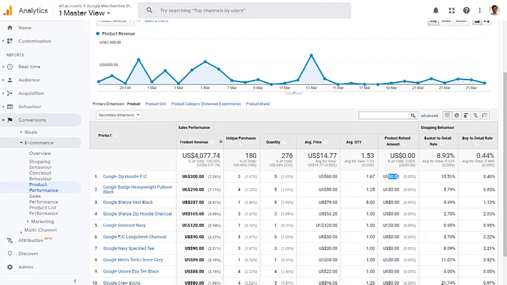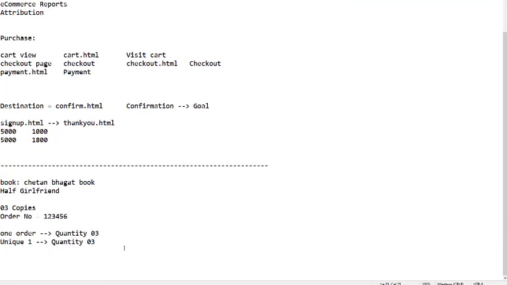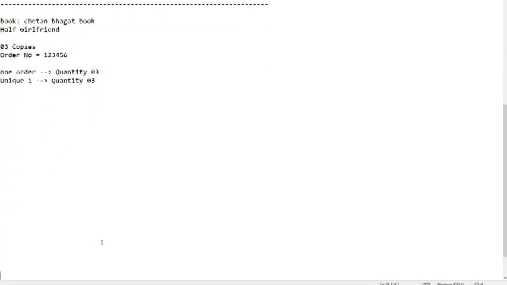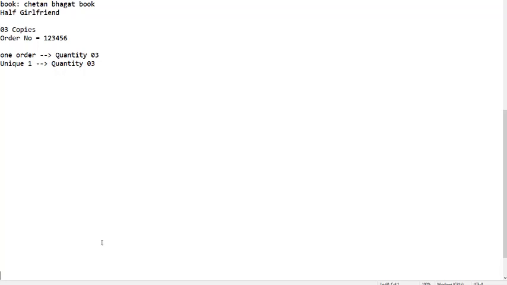Unique purchases. Here is what we discussed about unique purchases. I can order multiple quantities in one single order. So this is one unique order, but three different quantities of the product were ordered. This is unique purchases. Clear, Niyati? Yes, no, Niyati, I'm waiting for your response.